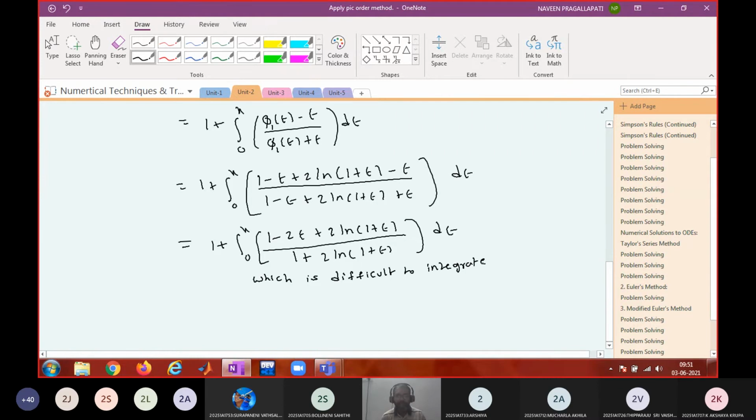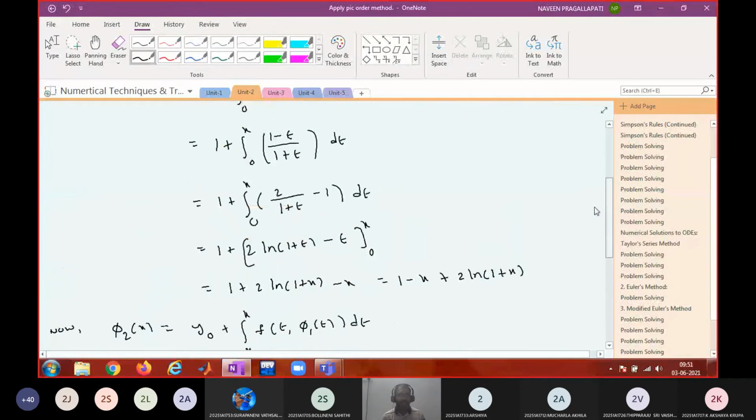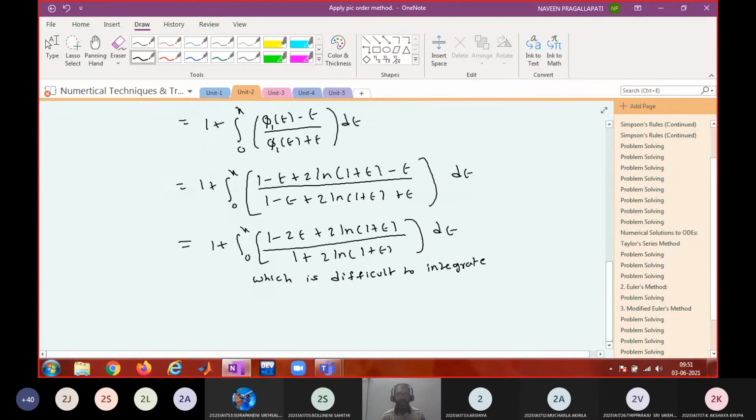So I don't take phi 2 as an approximation to the solution. Instead of taking phi 2 as an approximation, I'm happy to take phi 1 as an approximation to the solution of the equation. Therefore y of x is approximated with phi 1, which is equal to 1 minus x plus 2 times log of 1 plus x. Now you're asked to find y of 0.1. Substitute that value in the right hand side expression and tell me the value.